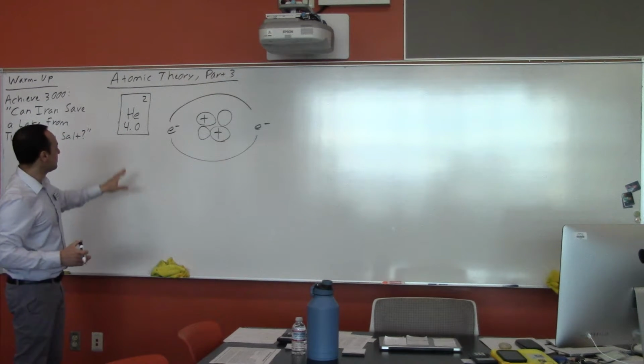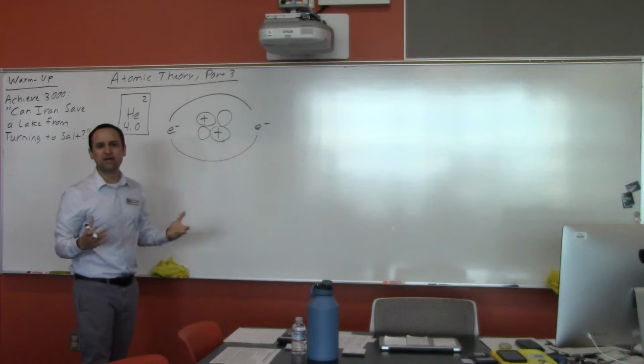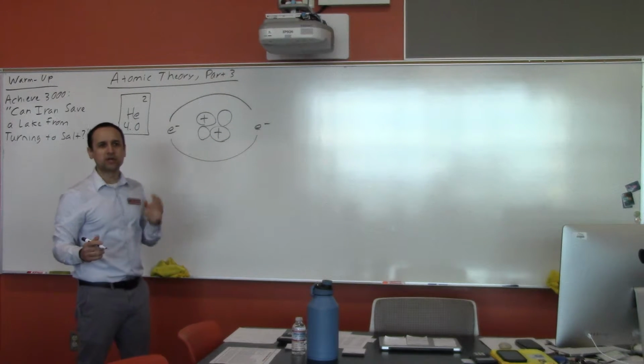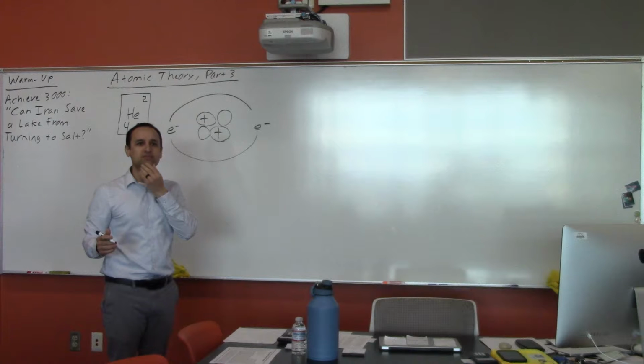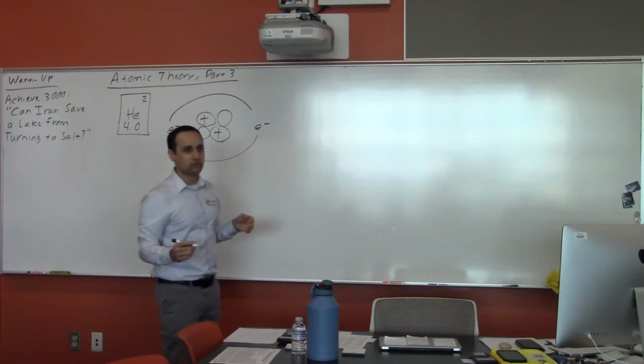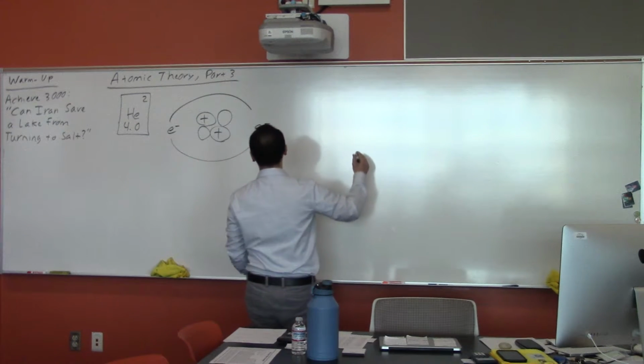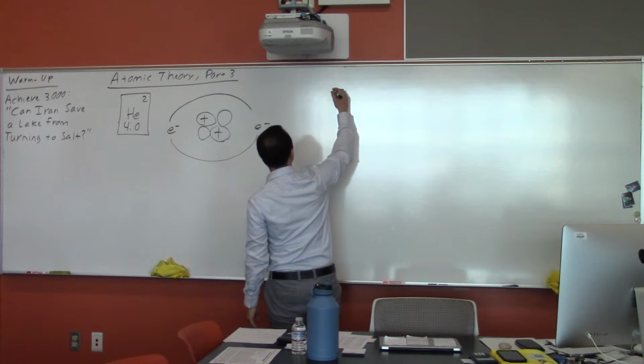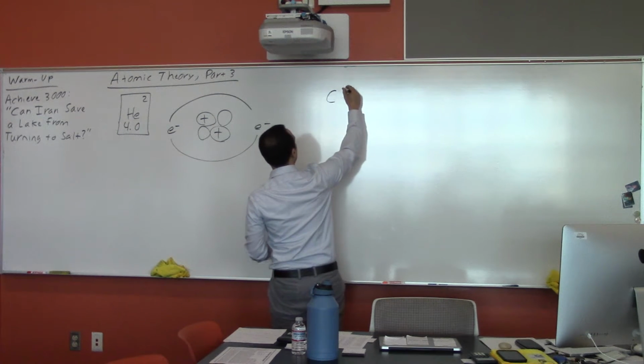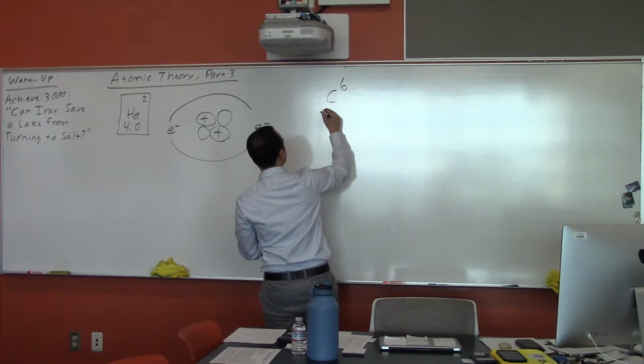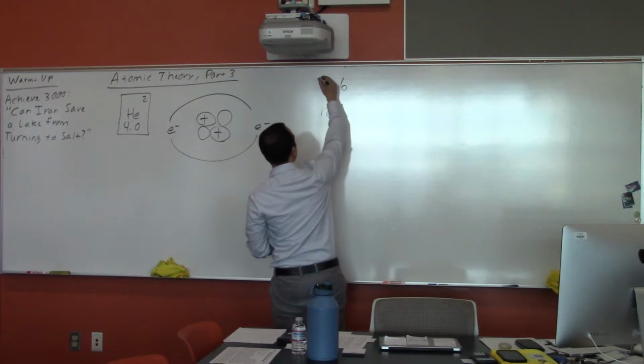Alright, so this is helium. Let's go with something a little bit larger, and let's take a look at something we haven't drawn yet. So here's an atom that's really important for life, okay? So carbon has atomic number 6 and mass number 12.